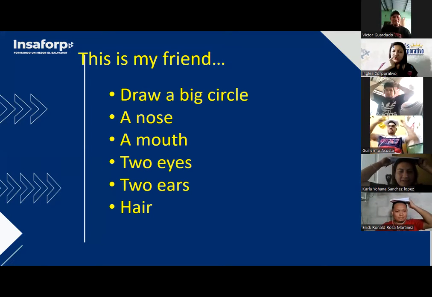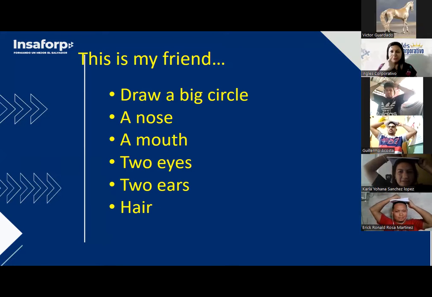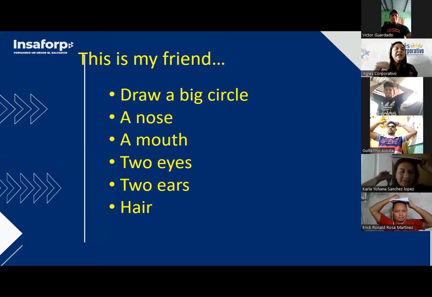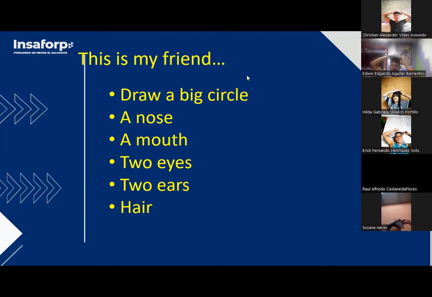Okay. Now, draw a nose. Dibuje una nariz. Draw a nose inside the circle. Dentro del círculo, en medio, vean. In the middle, draw a nose. Now, draw a mouth. Dibuje una boca. Draw two eyes. Dos ojos. Two eyes.